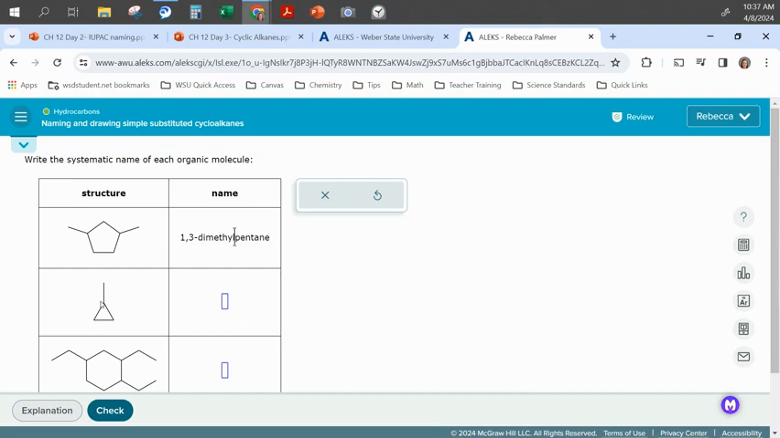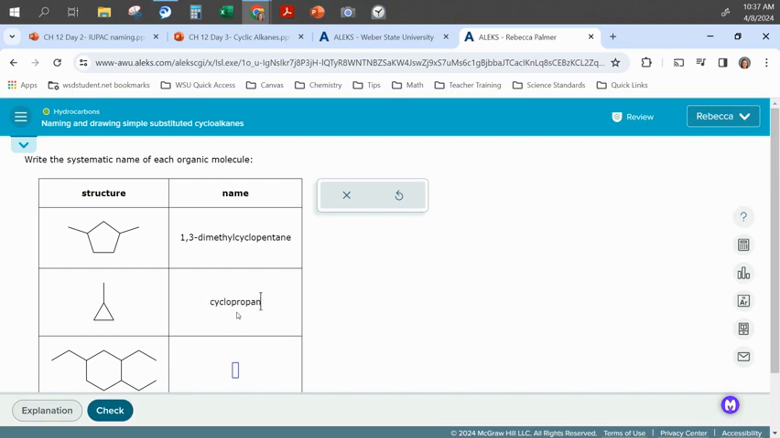Great. Okay, oh, this one's weird. We haven't seen a triangle before. Oh, yes, thank you. Cyclo. Good. I'm telling you to do that and I forgot. Cyclo. Good. What's this triangle? This is propane. Cyclopropane.